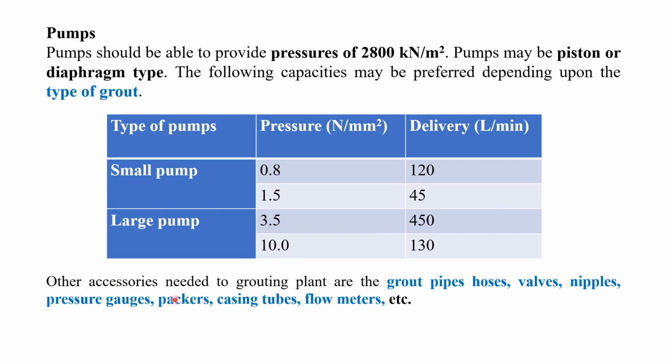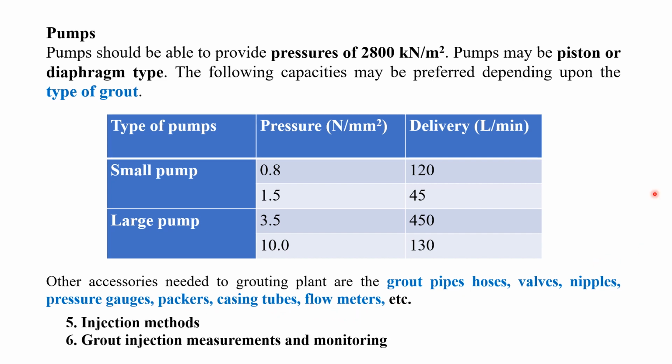Other accessories needed for the grouting plant are the grout pipes, hoses, valves, nipples, pressure gauges, packers, casing tubes, flow meters, etc. So what I'd like to say here is that we have just completed the four components of the grouting procedure. In the next lecture, we shall discuss the remaining two components, that is, the injection methods and the grouting injection measurements and monitoring.